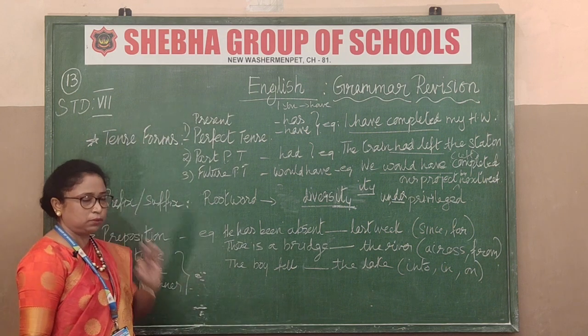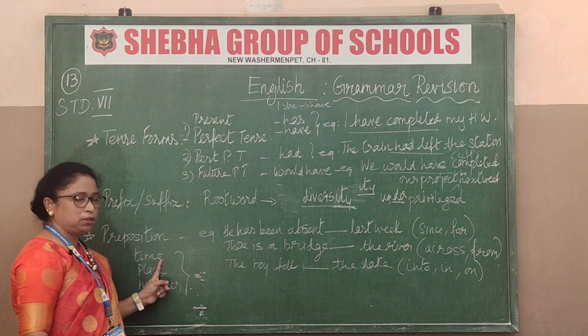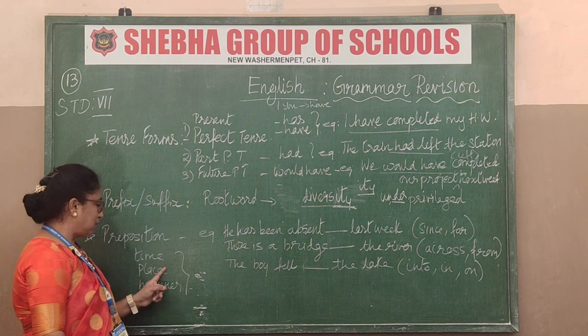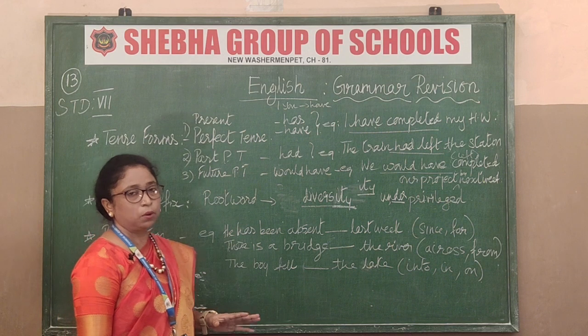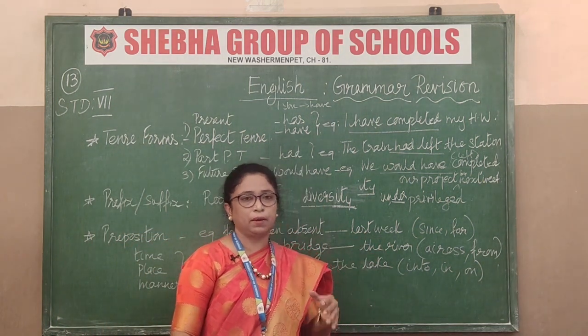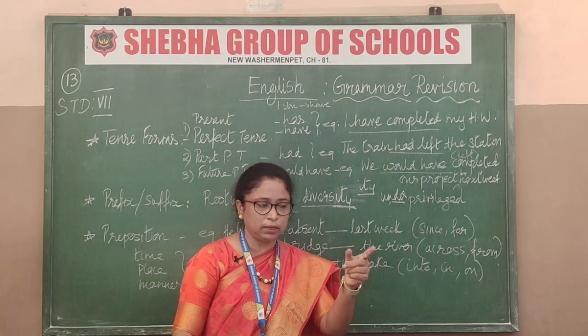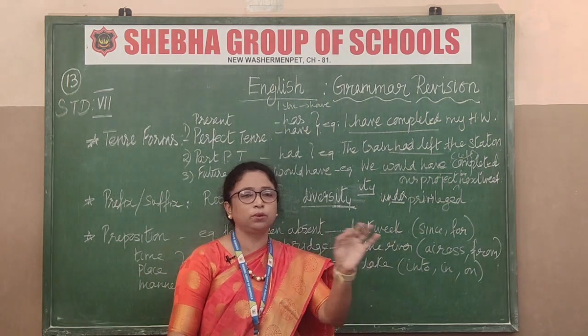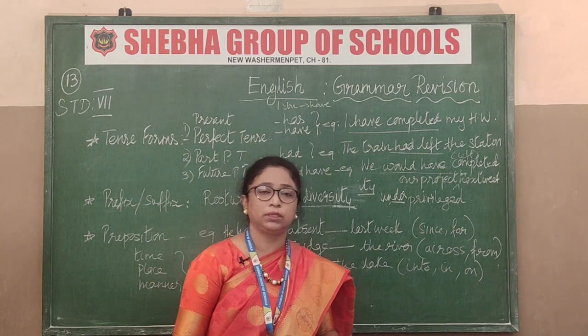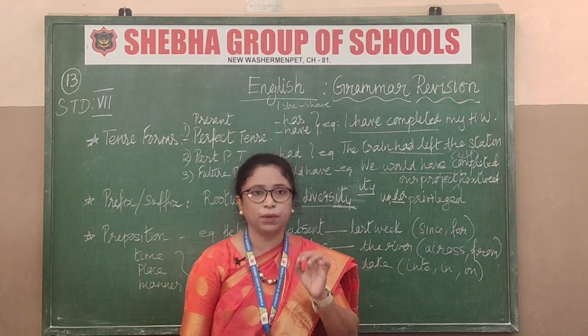Now see, preposition has three varieties. What are they? Preposition of time, place, and manner. Time means what time it is happening. The question I am going to ask is when, what time it is happening. When you ask that question, then you will know exactly which kind of preposition to write. First of all, tell what are prepositions.